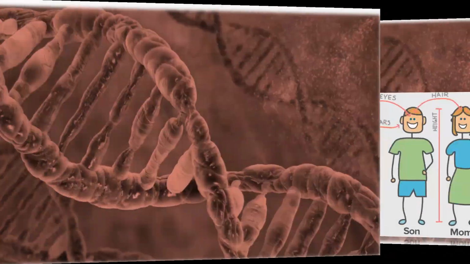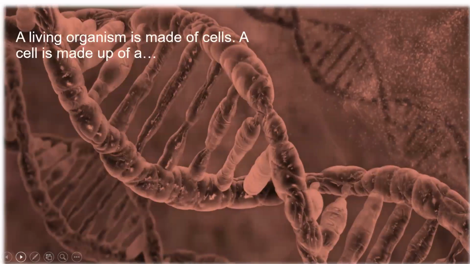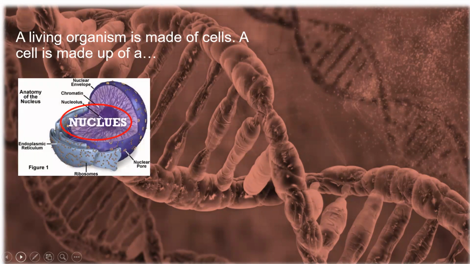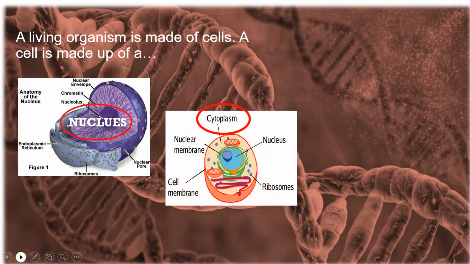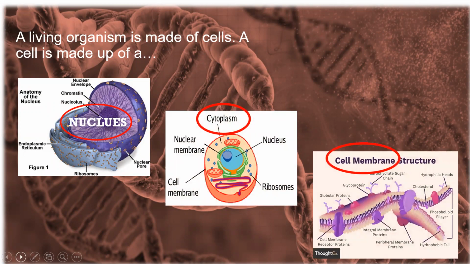Moving on. A living organism is made of cells. A cell is made up of a nucleus, cytoplasm, and a cell membrane. Remember this, one single cell is made up of nucleus, cytoplasm, and cell membrane, wherein a single living organism is made up of cells. Moving on.